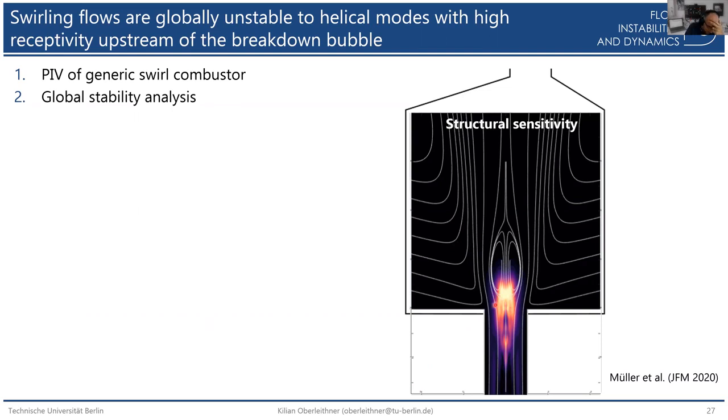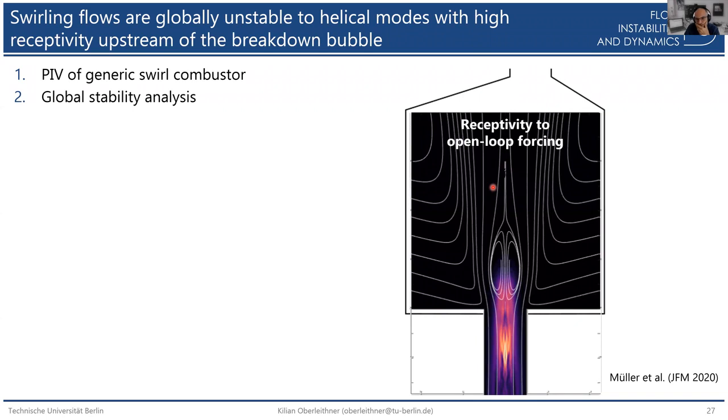This is not directly surprising, but it is relatively different to some results that are available in literature related to laminar swirling flows, where often the wave maker is located rather in the bubble or even downstream of the bubble, okay? And then also the receptivity to open loop forcing can be determined from the adjoint of the eigenmode. And you see that there's a strong receptivity upstream of the bubble in the mixing duct, okay?